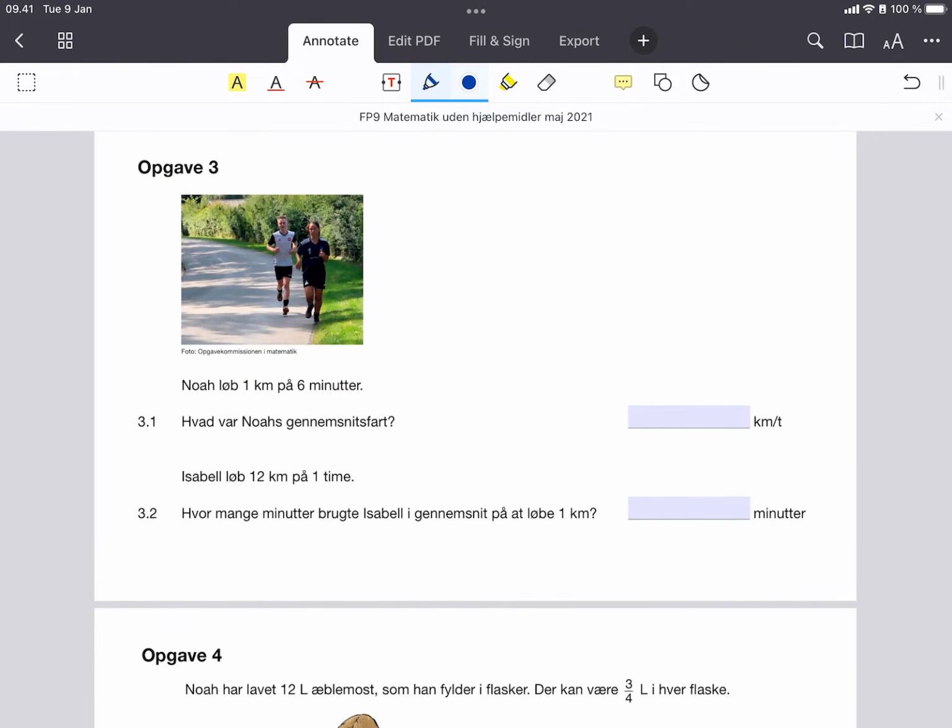Okay, on to question 3. Noah runs 1 kilometer in 6 minutes. What is Noah's average speed in kilometers per hour? Okay, so if he can run 1 kilometer in 6 minutes, then he can run 1/6 of a kilometer in 1 minute, and he can run 60 times that, 60/6ths of a kilometer in 1 hour.